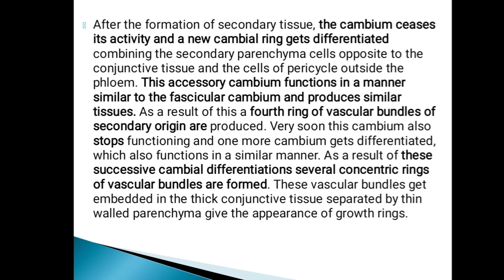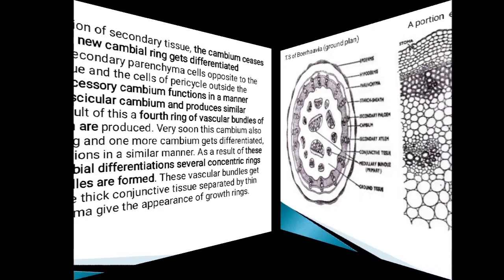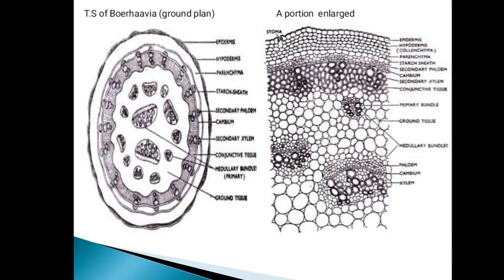Note this point here. As a result of these successive cambial differentiations, several concentric rings of vascular bundles are formed only after the third ring. These vascular bundles get embedded in the thick conjunctive tissue separated by thin-walled parenchyma, giving the appearance of growth rings. Whatever I have explained here can be seen in this TS of Boerhavia ground plan, and a portion enlarged can be seen here.